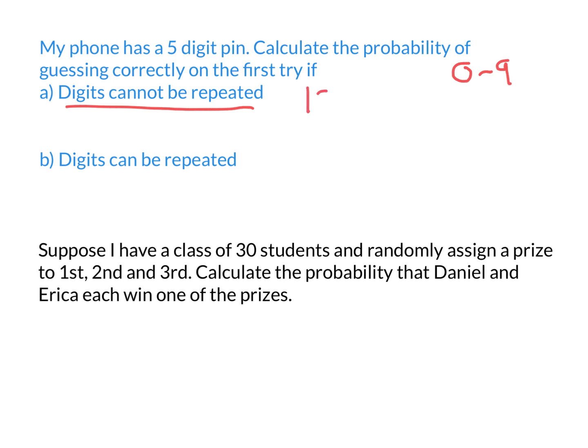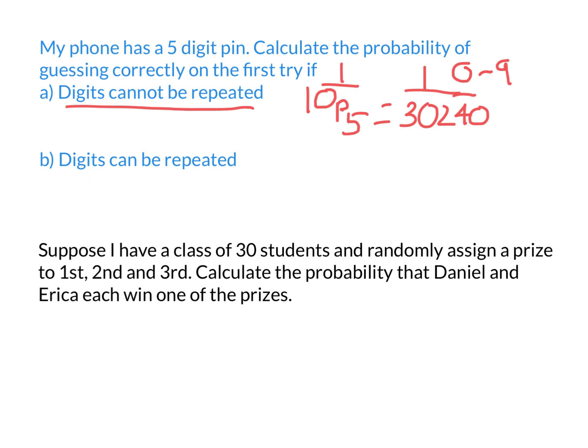So there are 10 choices of which you're picking 5. It will just be 10P5. So 10P5 is 30,240. So if you're just having one try, the probability of guessing it correctly is 1 over 30,240.